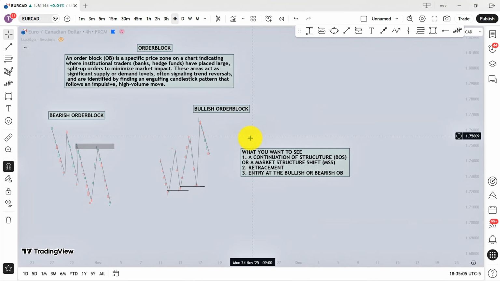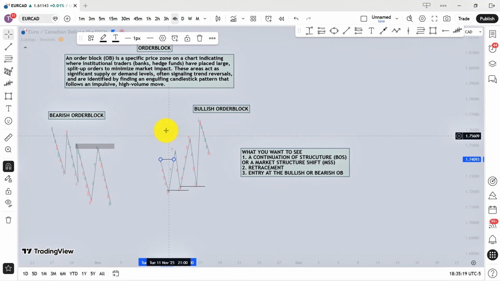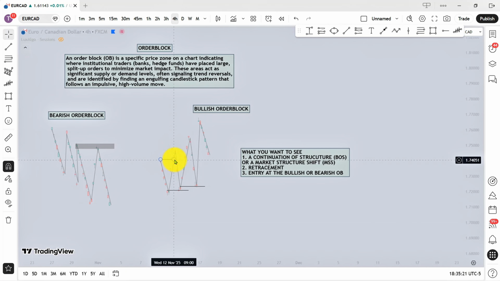So first things first, what do you want to see? First of all, you want to see a continuation of structure. That's BOS. You have this low, we have this high. Okay, continuation of structure. In a situation like this, this is actually a BOS, a break of structure.